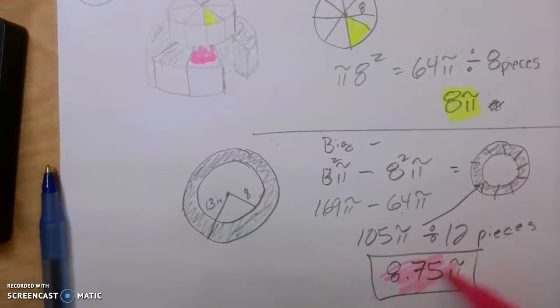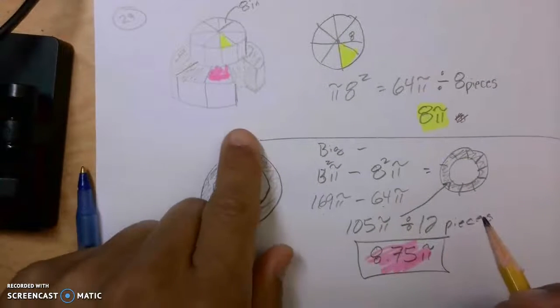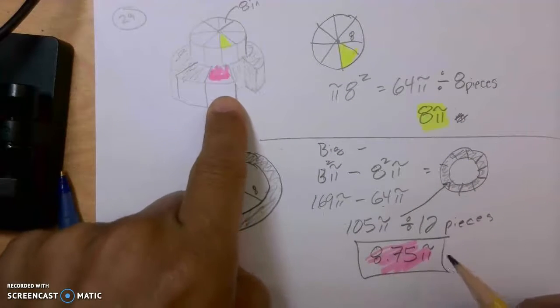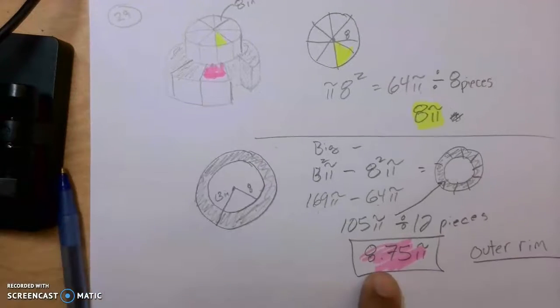So what is going to be the bigger slice of the pie? It's going to be the pink piece on the bottom. So it's the outer rim that is going to have a bigger piece of the cake.